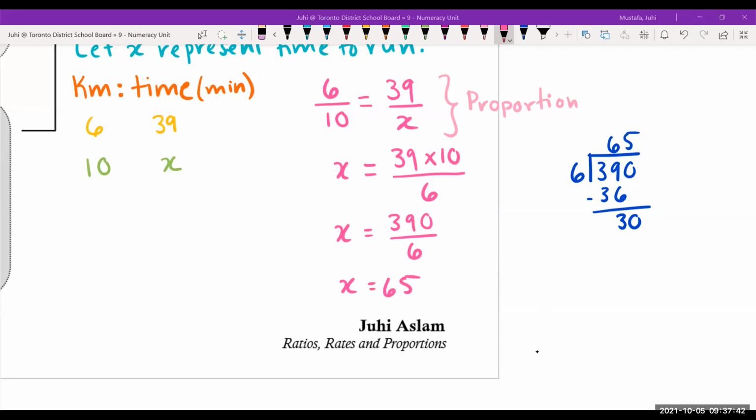What are the units for this? What have we just found? Have we found the kilometers? Have we found minutes? Have we found something else? What exactly have we found? What do you guys think? Saoirse? Exactly. So we found the time, which will be in minutes. And so our final answer is X is equal to 65.